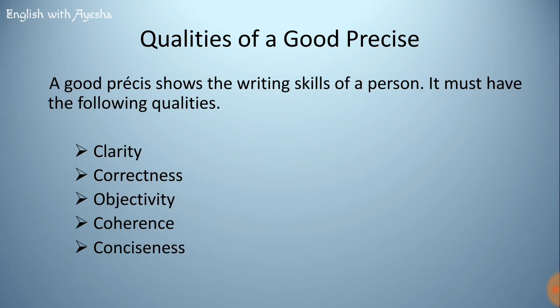The next quality of a good précis is conciseness. Conciseness is a desirable quality of a good précis. Conciseness means to say all that needs to be said and no more. The writer should write what is necessary and avoid writing unnecessary details. A concise piece of work conveys the message in the fewest possible words.